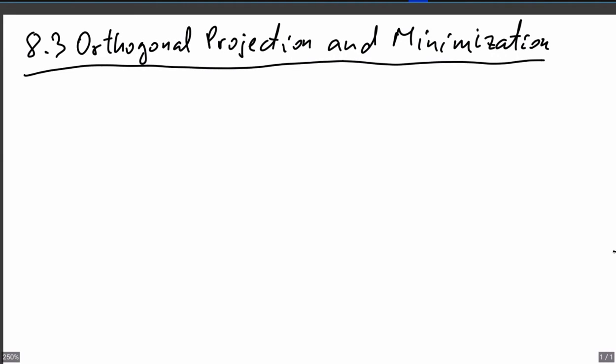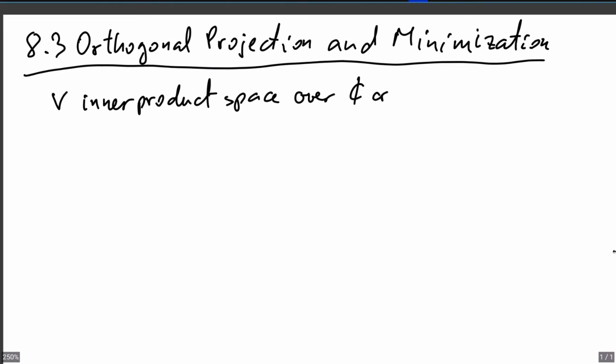We continue with section 8.3, orthogonal projection and minimization. First of all, the vector spaces that we will consider will be inner product spaces over the scalar field C or a subfield, the complex numbers, for example, or the real numbers. And the inner product will be denoted as usual with this caret notation.